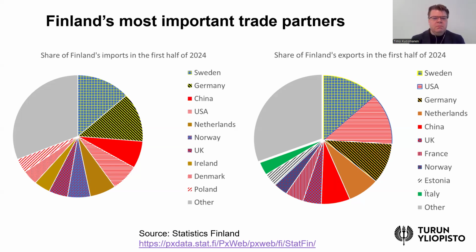If we consider the imports, then Sweden is followed by Germany, and then China and the USA, and then other European nations. If we consider exports, then Sweden is followed by the USA, then Germany, the Netherlands, and China is only in the fifth place, whereas it is third place in the imports.